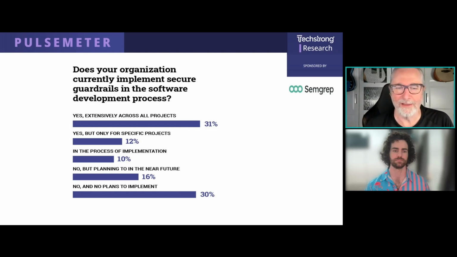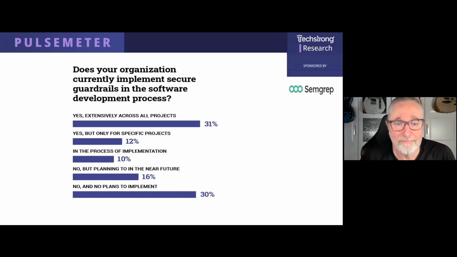That's your reaction as well. I also thought the 31% was pretty high. And that could mean people have lots of definitions of what secure guardrails are. So maybe that's just code scanning for vulnerabilities. Maybe it's something else. It's hard to say.